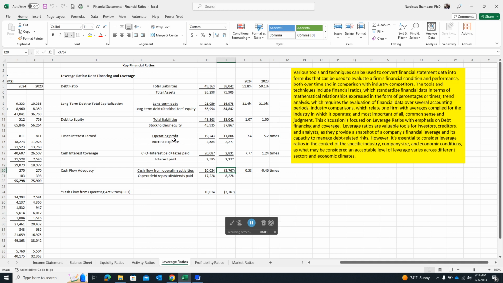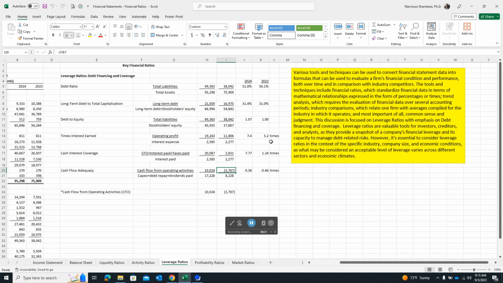And so in other words, we just want to see, are we generating enough profit to cover our interest expense, right? So in other words, our operating profit in this particular case can cover the interest expense 7 times during the current year, but prior year it was actually 5 times, right? So how much is a good number?